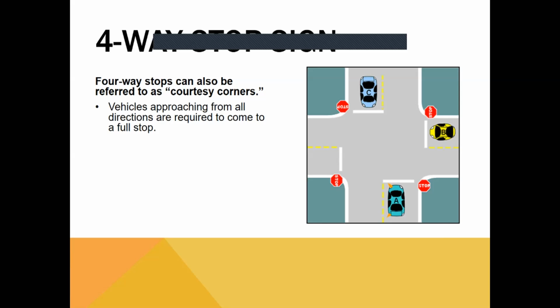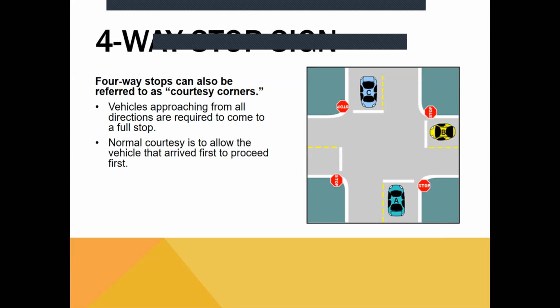To qualify for that, you have an intersection with four roadways, and each one of them has a stop sign. Vehicles approaching from all directions are required to come to a full stop. So each one of these vehicles, you have A, B, and C. They are all crossing through, but as you can see, car A is signaling to go left. So each vehicle has come to a full stop.